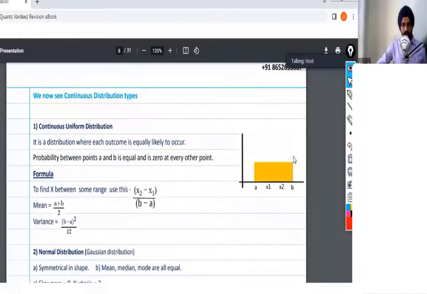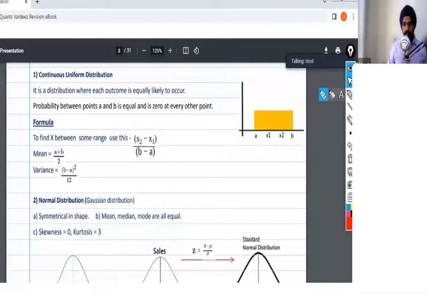Okay, now from the discrete, we are moving on to the continuous distribution types. So the very first continuous distribution is the continuous uniform distribution. It's a distribution where each outcome is equally likely to occur. So maybe a probability of default, if it's continuous and each bond or each loan has an equal probability of default or something like that, then we say that it's a continuous uniform distribution. Similarly, the probability of rolling a dice is 1/6. So 1/6 for all the things.